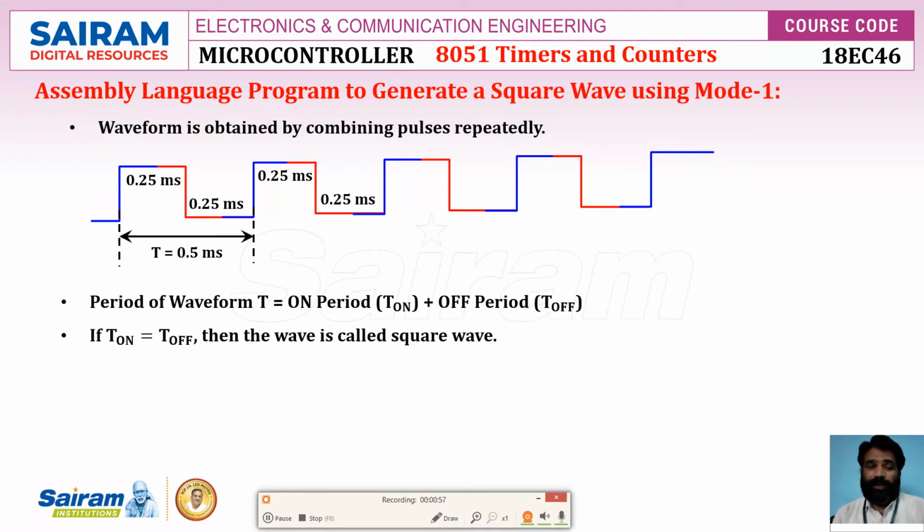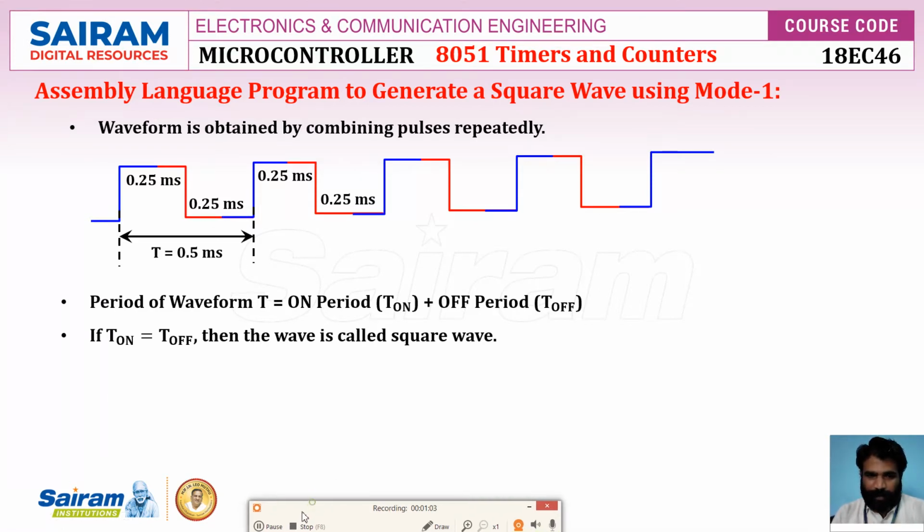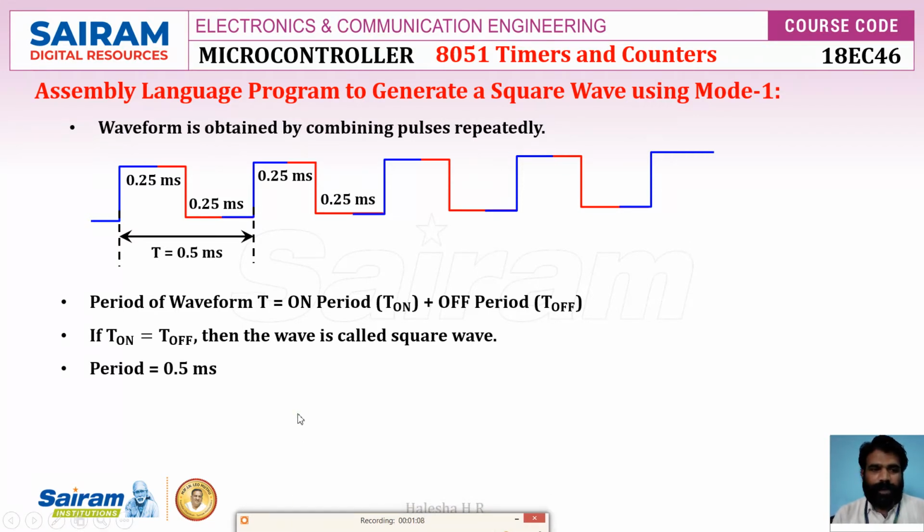And if T on is equal to T off, then the wave is called a square wave. That means the duty cycle is 50%, and the period is equal to 0.5 millisecond. So then the frequency is 2 kilohertz. That means this is the square wave of frequency 2 kilohertz.